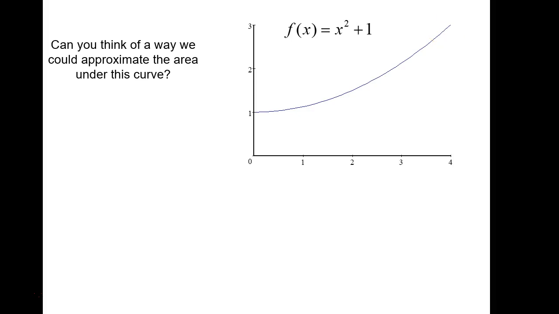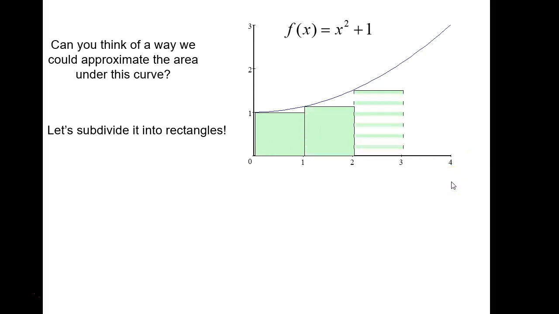So if we could think about how we could approximate this area, what mathematicians historically started doing was they said, all right, let's subdivide this into rectangles because we know how to calculate the area of a rectangle. So if we're looking at this, say, from 0 to 4, the most natural way I think would be to subdivide it into 4 rectangles of equal width. So the width of each rectangle would be 1.